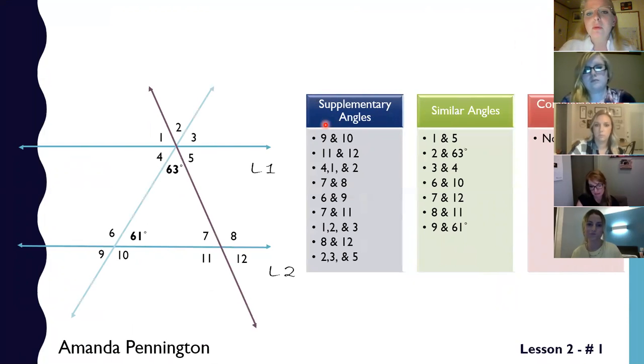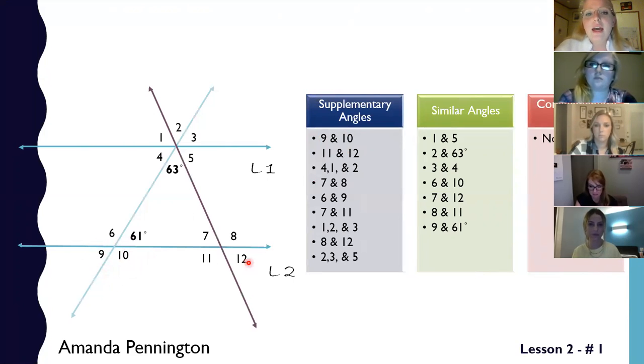A supplementary angle is an angle or more that add up to 180. We know that a line equals 180, and that's going to be a key fact for identifying the angles later on. For an example, we have 9 and 10. 9 and 10 are at the bottom on line 2, and even though they are two different angles, they're going to add up to 180 degrees.